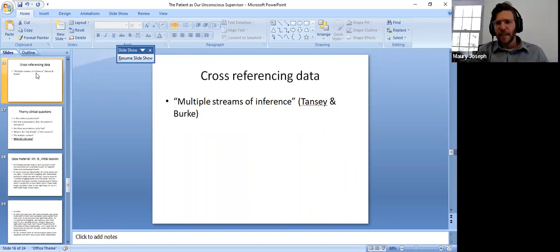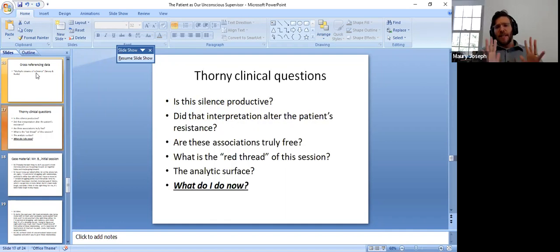So that can help guide our listening and guide our intervening when we have more than one stream of data. We can start addressing these thorny clinical questions, right? Like, these are the things that plague us as psychodynamic therapists. Is this silence productive, right? Okay, well, now that I'm wondering, we've been silent for 2 minutes together, how can I assess whether it's been productive? Well, I can't in this moment listen to verbal signals of confirmation, but how about this? Is the patient tense? Is the patient sighing with reliable frequency?